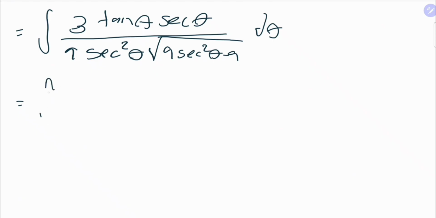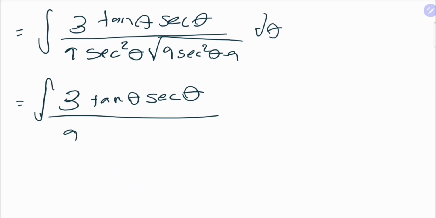So let's do this. The integral of 3 tan theta secant theta over 9 secant squared theta. And then we factor out the 9, so 3, times the root of secant squared minus 1. And remember how earlier we talked about secant squared minus 1 just being tangent squared?